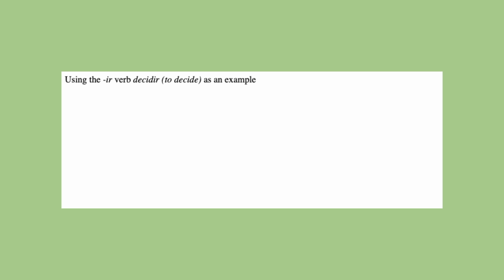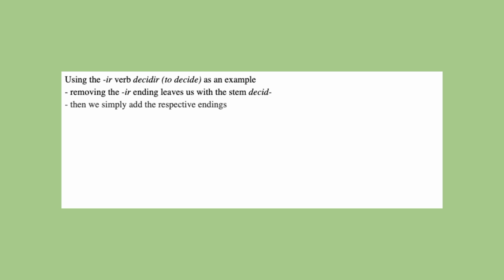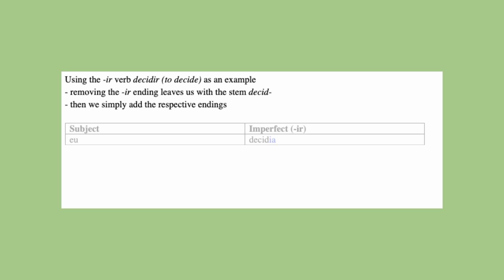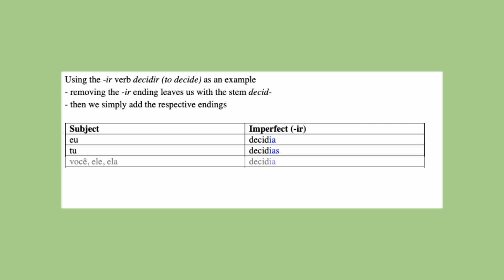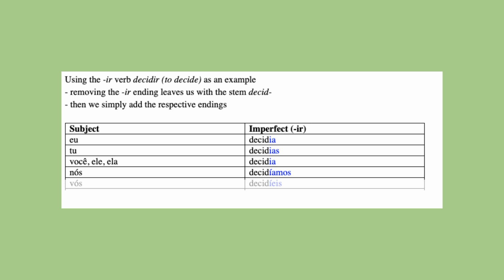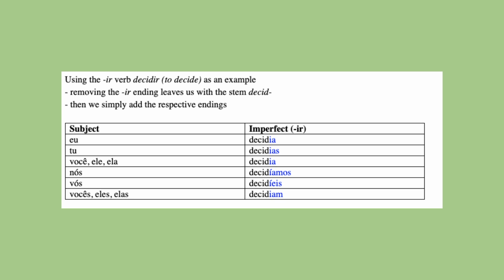For the verb decidir, we remove the IR ending, giving us a stem decid, and to this we add the respective imperfect endings. Decidia, decidias, decidia, decidíamos, decidíeis, decidiam.